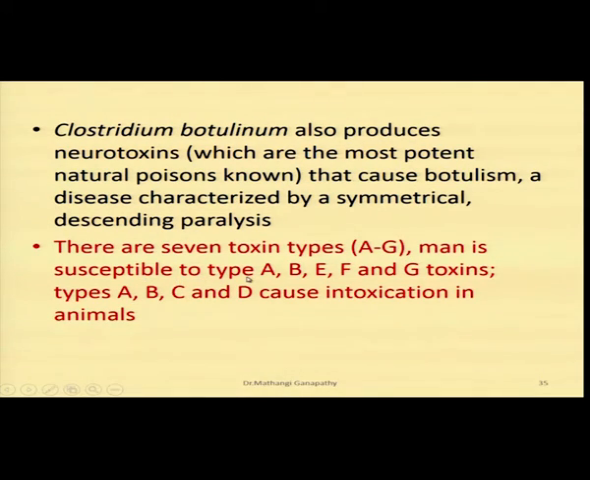Humans are susceptible to A, B, E, F and G toxins. Types A, B, C and D cause intoxication in animals. So Clostridium botulinum, which we'll be discussing later, produces neurotoxins in 7 categories, among which A, B, E, F and G can cause harm to human beings. A, B, C and D can cause intoxication in animals.